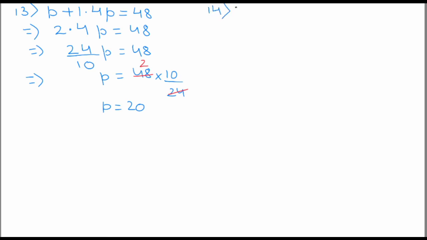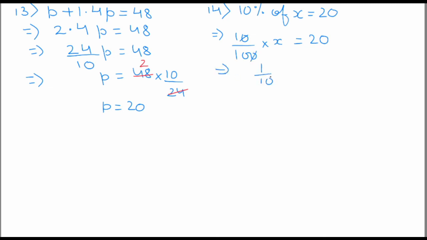14th is 10% of x is equal to 20. 10% of x means 10 over 100 multiplied by x is equal to 20. Now we can cut the 0 with the 0 and this will become 1 by 10x is equal to 20. Further we'll take 1 by 10 to the right hand side. It will become 10 by 1. That means x is 20 into 10, 200.